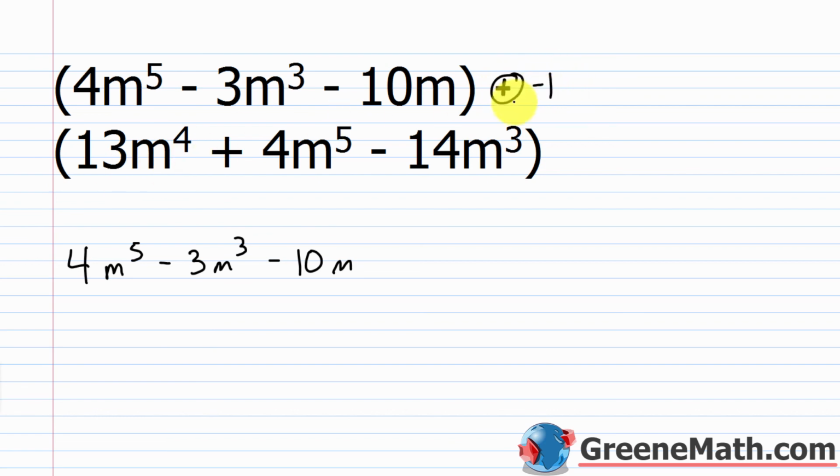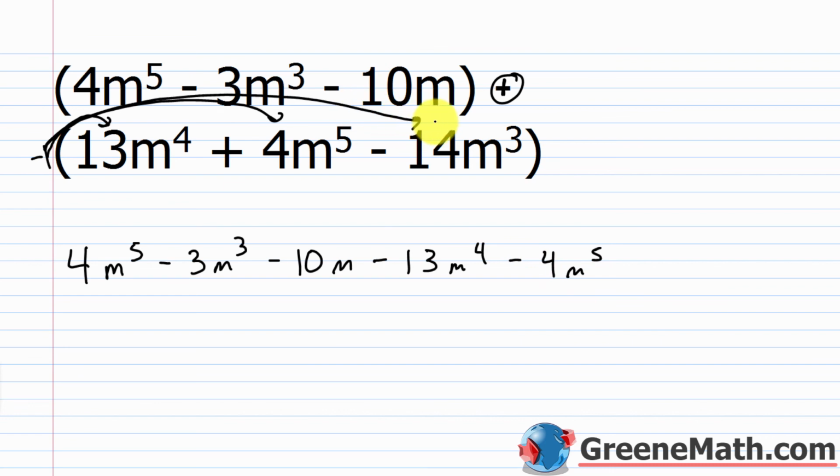And I know this is kind of off down to the next line. So let me put the -1 over here, actually. Make it a little easier to see. So the -1, we multiply this by 13m to the 4th power. So minus 13m to the 4th power. And we multiply it by 4m to the 5th power. So minus 4m to the 5th power. Then lastly, we multiply it by negative 14m cubed. So plus 14m cubed.